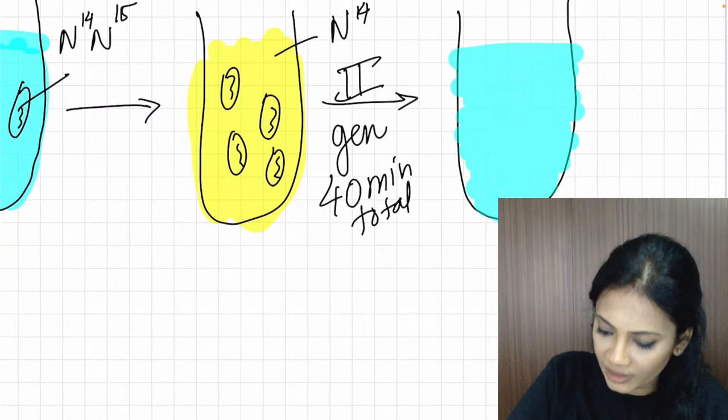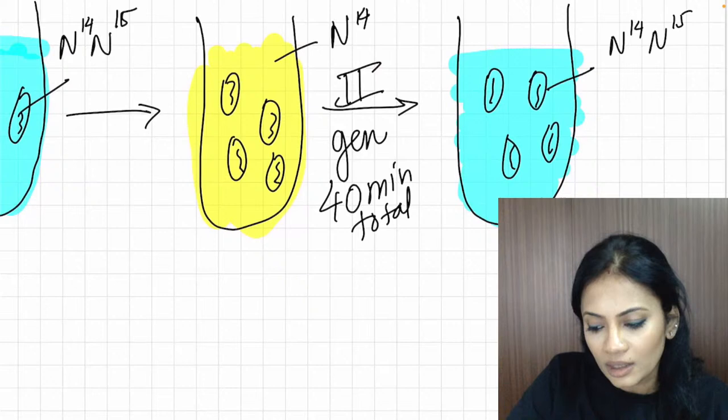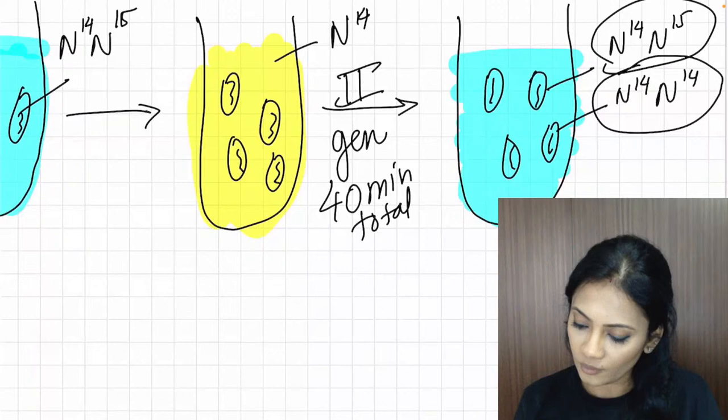You are going to get E. coli with some N14, N15, and some N14, N14. Yes or no? 50%, 50%. Clear, everyone? So, let us draw that out.